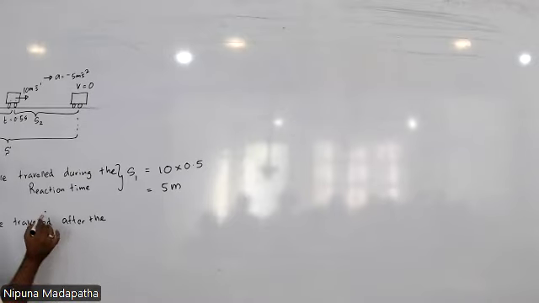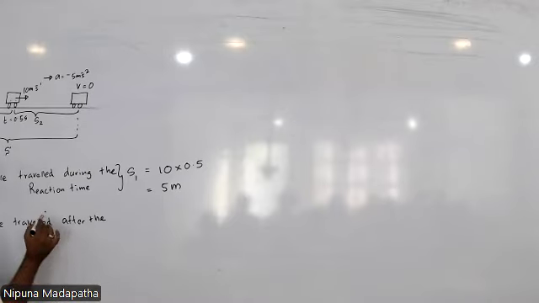V squared equals u squared plus 2as. Final velocity is 0. Initial velocity is 10. Deceleration is 5. So value of S2 is 100 divided by 10 meters. So S2 is 10 meters.